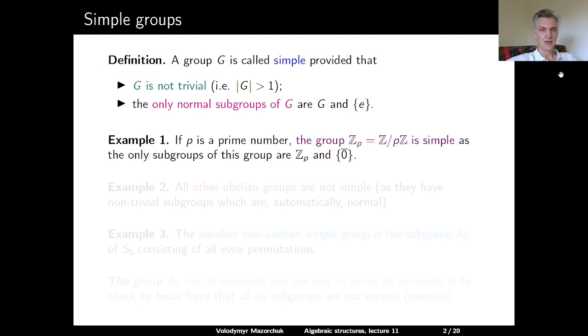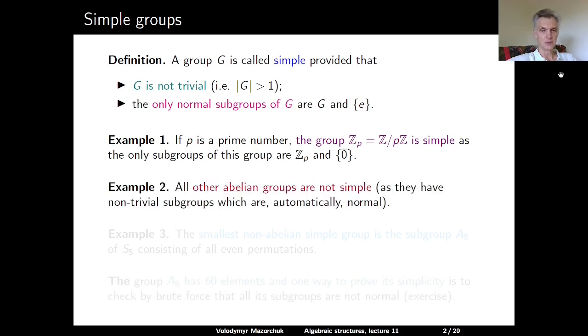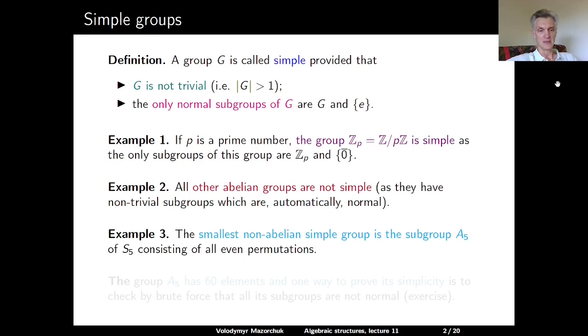For example, if P is a prime number, then the group Z_P of all residues modulo P is simple because the only subgroups of this group are the whole group and the identity element. So it doesn't have any more subgroups, and of course these two subgroups are normal. Example 2. All other abelian groups are not simple because they have non-trivial subgroups, and these are automatically normal because the groups are abelian.